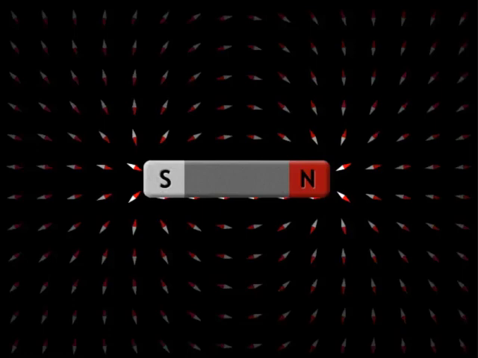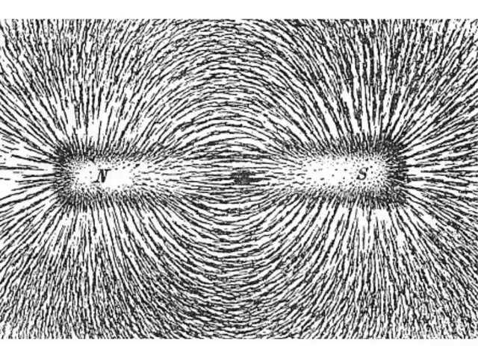A more familiar force field is the magnetic field of a magnet. Iron filings sprinkled over a sheet of paper on top of a magnet reveal the shape of the magnet's magnetic field. Where the filings are close together, the field is strong. The direction of the filings shows the direction of the field at each point.